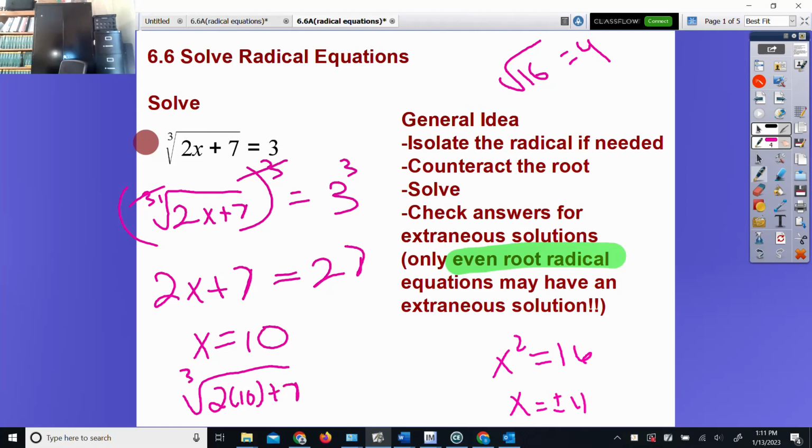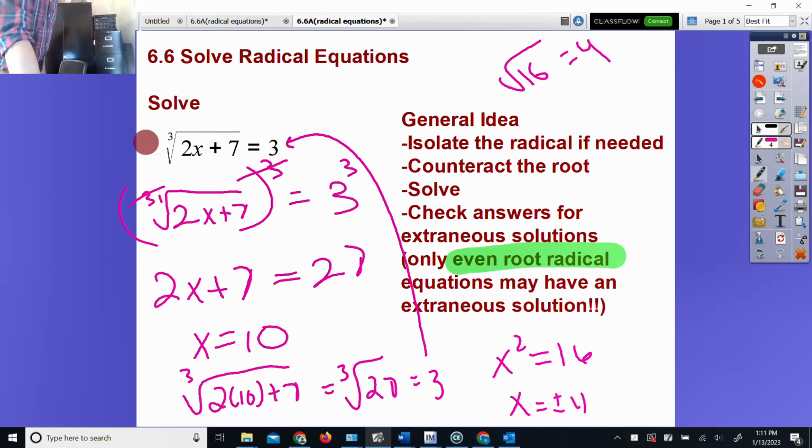You plug a 10 in, you end up with a cubic root of what? 27. What is the cubic root of 27? 3. Oh, well, wow. Works. Who would have thought? For some reason, you all get a test in front of you and you forget about little things like that.